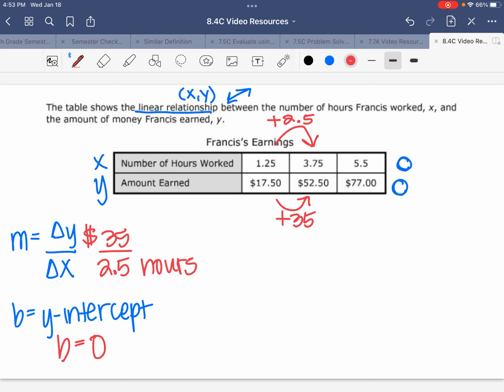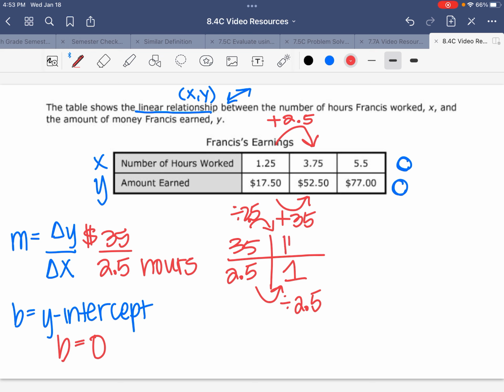Well, anytime you talk about hourly wages, that doesn't really help us. We want to know what she makes per hour. So I am going to divide 35 by 2.5, because if I know how much money she makes in 2.5 hours, I want to know how much she makes in 1 hour. So I can find that by dividing by 2.5. So on my calculator, I go 35 divided by 2.5, and I get 14.